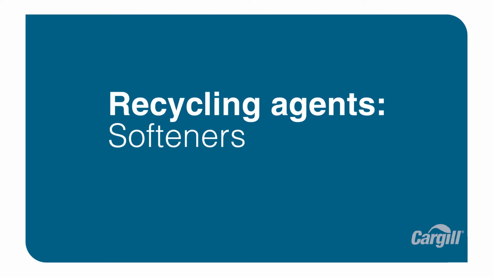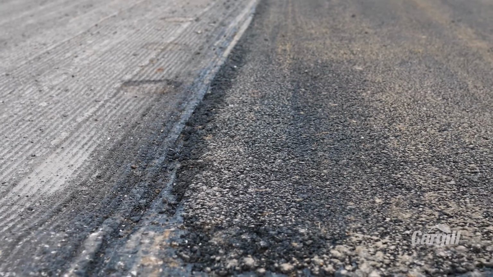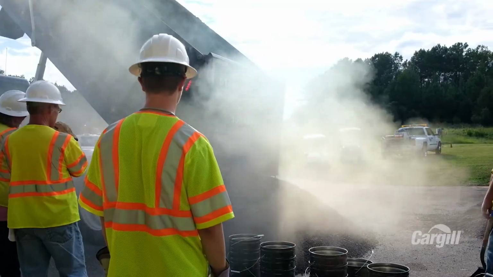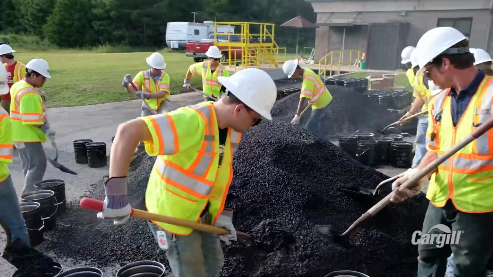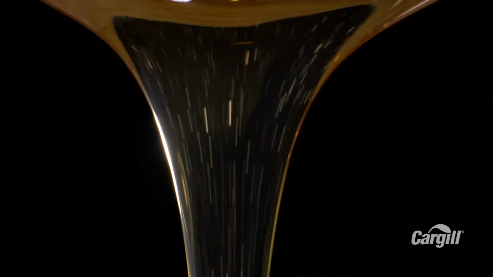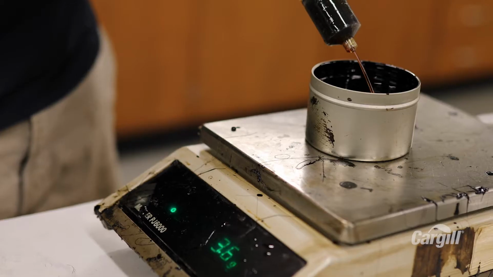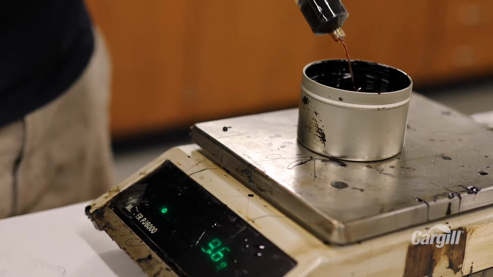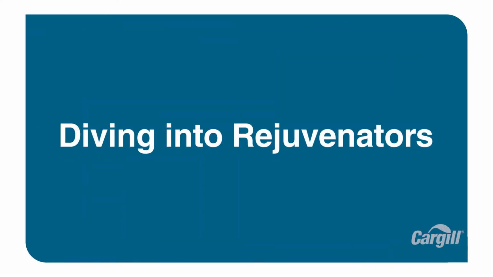Recycling agents can either be softeners or rejuvenators. Many people use the terms interchangeably, although this is not correct. A good rejuvenator in a well-designed mix will reverse the impact of aging on performance and durability. An ordinary softener is often a simple vegetable oil or a flux and may do little beyond softening the asphalt through dilution. Let's take a look at the science.